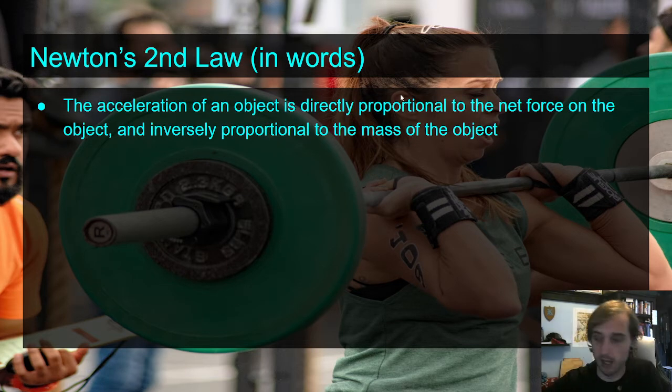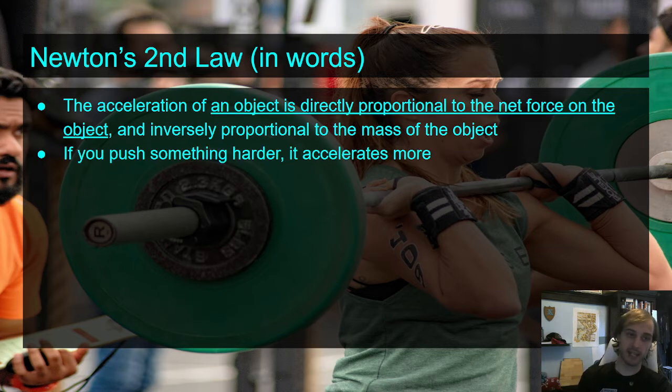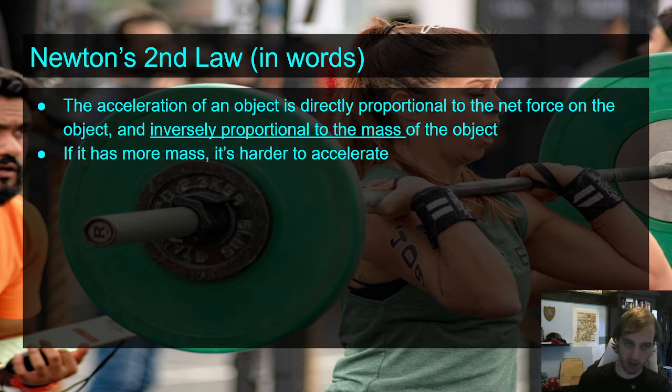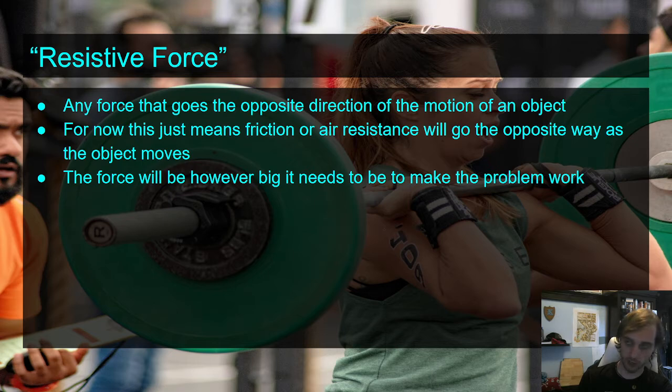So in words, and I will never make you know this, the acceleration of an object is directly proportional to the net force on the object and inversely proportional to the mass of the object, and the direction of acceleration matches the direction of the net force. Breaking that down, if you push something harder, it accelerates more. If it's got more mass, it's harder to make it accelerate, and then you can turn that into an equation.